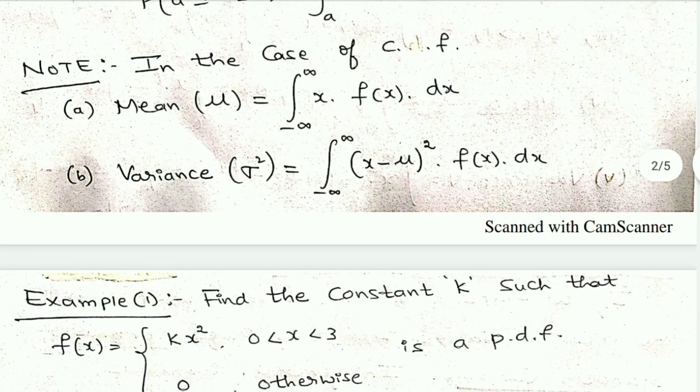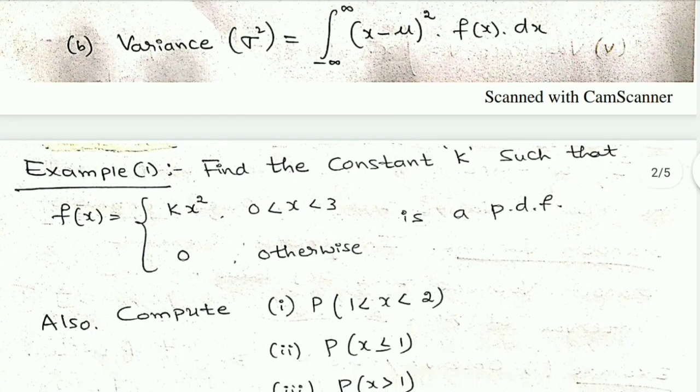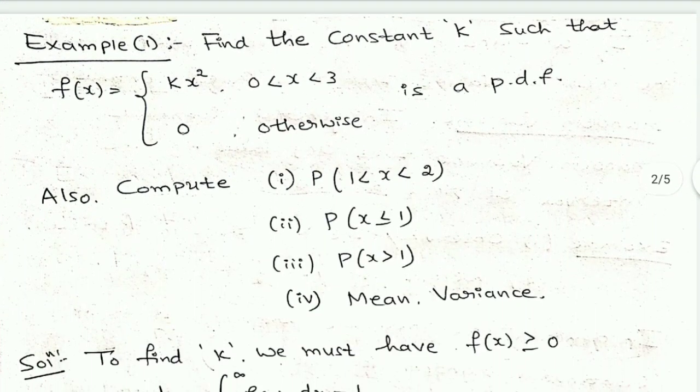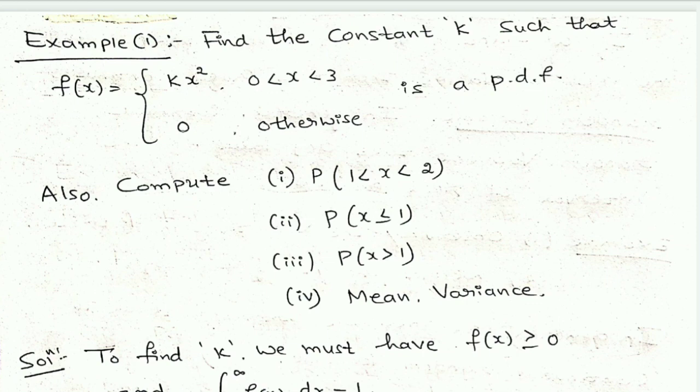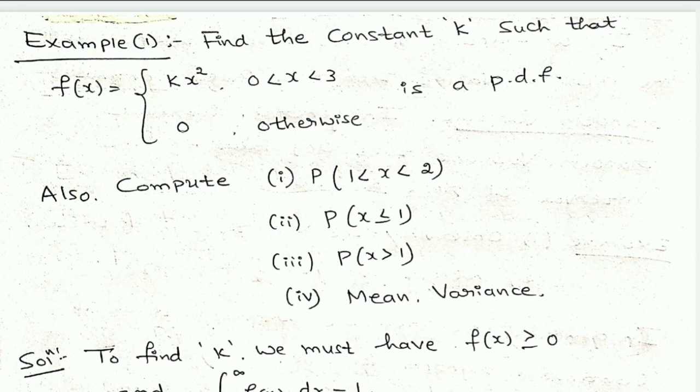Now let us try to understand this definition with one simple example. What is the question? Find the constant k such that f of x equals k x square for x from 0 to 3, and 0 in all other cases, is a probability density function. We also have to compute p of 1 less than x less than 2, p of x less than or equal to 1, p of x greater than 1, as well as its mean and variance.